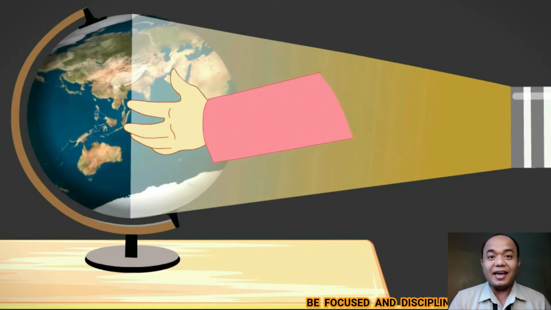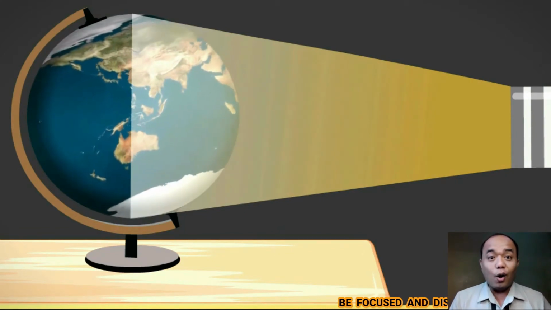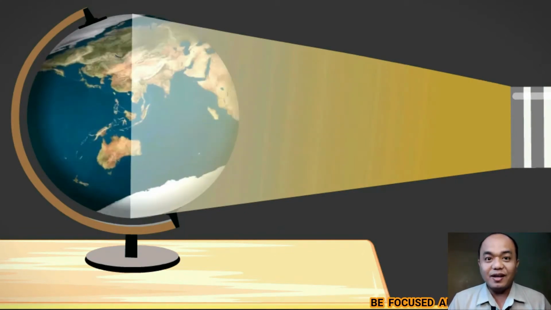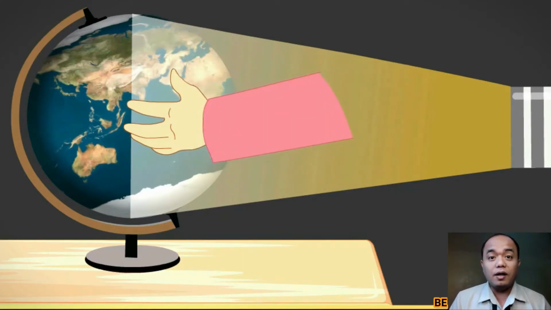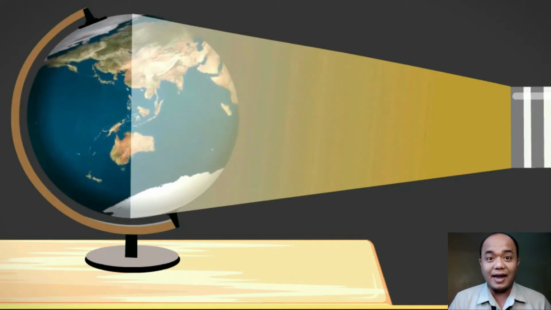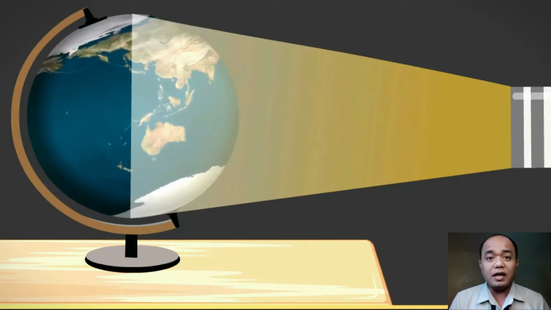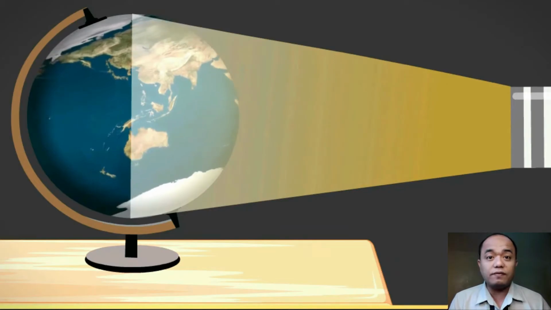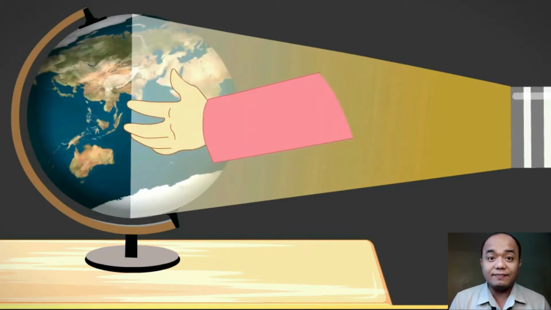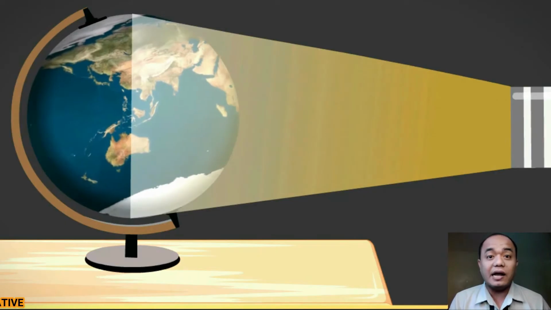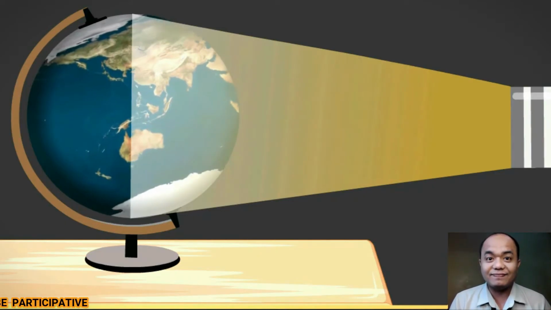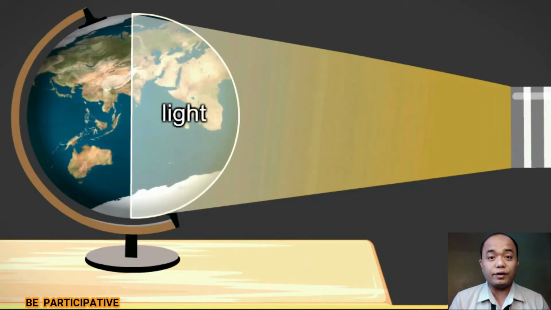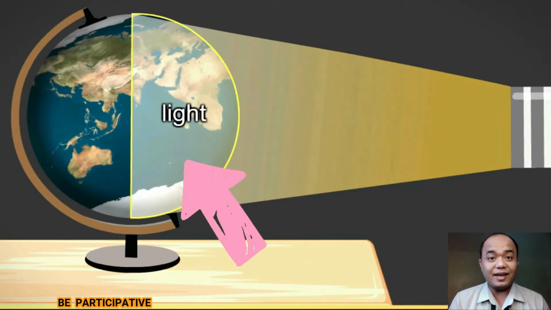You're correct. It is because the ball or the globe is round. So therefore, there are parts of the ball facing away from the light. Now, what would happen to the parts of the earth or the parts of the ball that would receive light? Ano yung mangyayari sa parte ng globo o sa parte ng earth na makakakuha ng light? So this is the part of the earth where it receives light. And what do you think would this part experience?